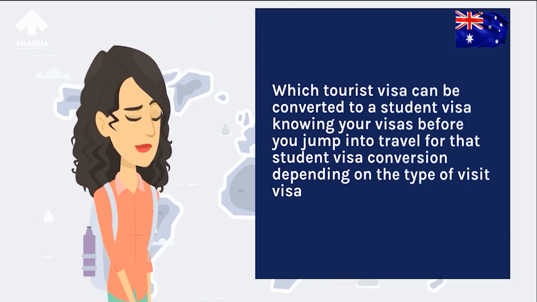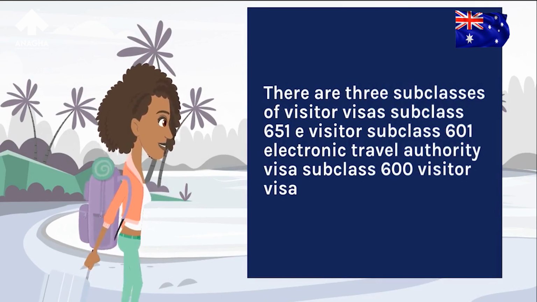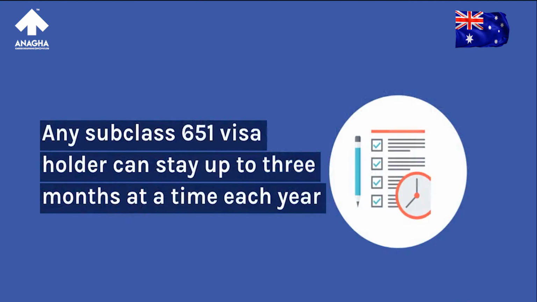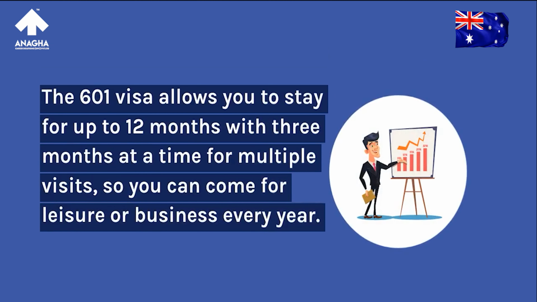Which tourist visa can be converted to a student visa? Knowing your visas before you jump into travel for that student visa conversion depends on the type of visit visa. There are three subclasses of visitor visas: subclass 651 e-visitor, subclass 601 electronic travel authority visa, and subclass 600 visitor visa. Any subclass 651 visa holder can stay up to 3 months at a time each year. Subclass 651 is mainly for tourist or business purposes only, though this is a free visa. People from specific countries with an e-visitor passport can obtain this.